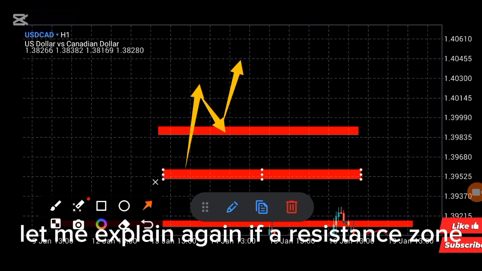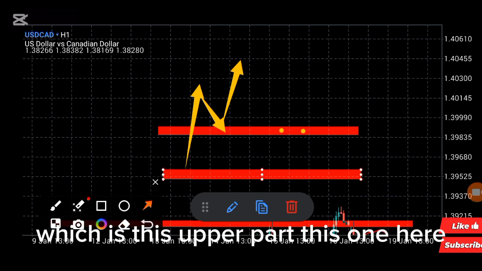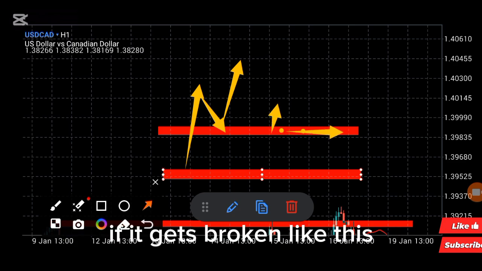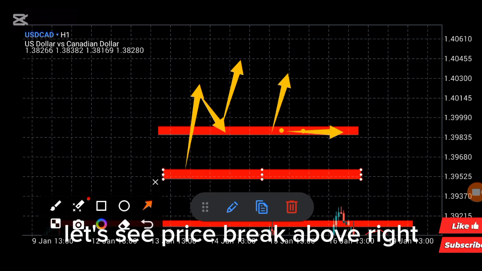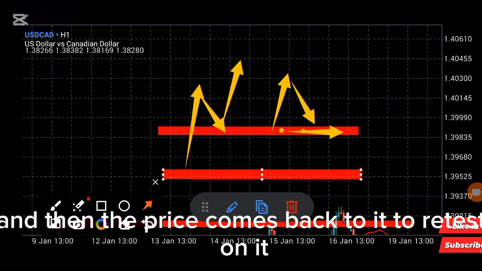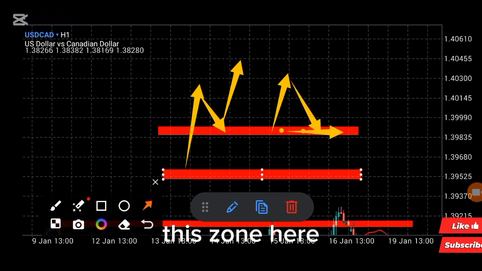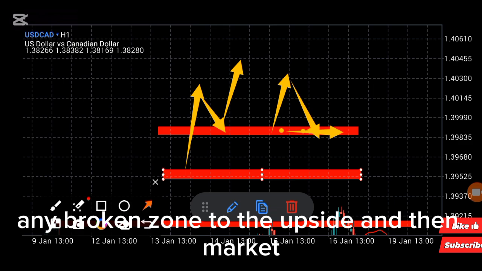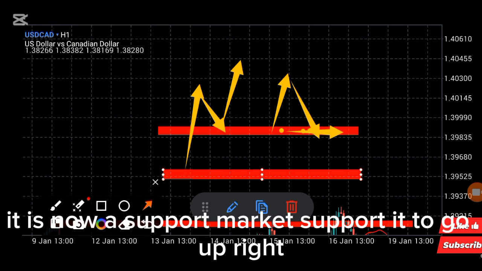If a resistance zone, which is this upper part here, gets broken, let's say price breaks above, right? And then the price comes back to it to retest it. This zone, where the market comes back to, will become a support now, not resistance. Any zone broken to the upside, where the market then comes back to retest it, is now a support. The market supports it to go up, right?